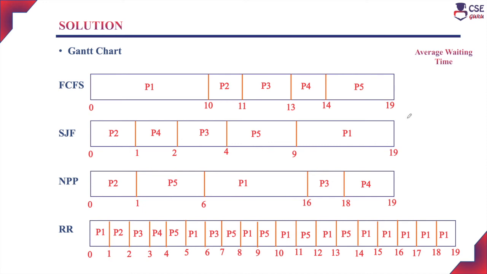The last question in this problem is which of the algorithms provides the minimum average waiting time. The average waiting time for the FCFS algorithm is 9.6 milliseconds, for the SJF algorithm it is 3.2 milliseconds, for the non-preemptive priority scheduling algorithm it is 8.2 milliseconds, and for the round robin scheduling algorithm it is 5.4 milliseconds. Among these four algorithms, the shortest job first algorithm provides the minimum average waiting time.